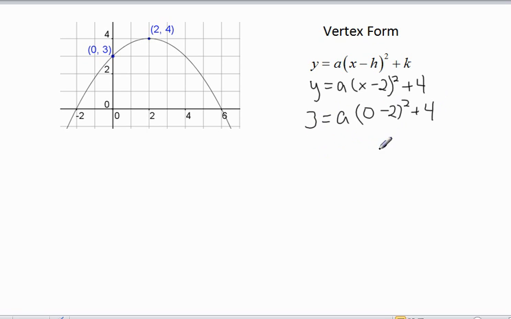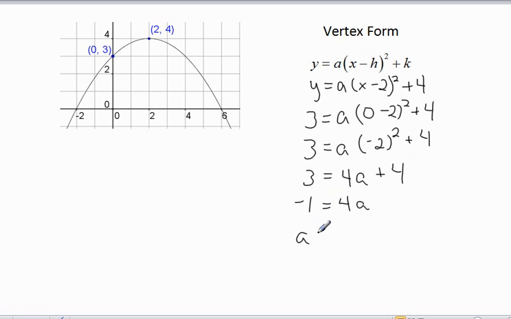And now I'm going to solve the equation for a. So I got 3 is equal to a times, and this is a negative 2 squared, it's going to end up being a 4, plus 4. My equation is 3 is equal to 4a plus 4. I'm going to subtract this 4, and I get negative 1 is equal to 4a. I'm going to divide by 4, and I get a is negative 1/4. And now I'm going to put that negative 1/4 in right there.